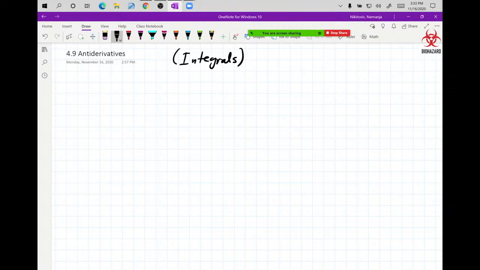Hello and welcome back to Calculus 1, section 4.9 on integration. This is the last section in chapter 4, but it's the introduction to integration, which is that third and final stage of calculus. Calculus is split between limits, derivatives, and now integrals.